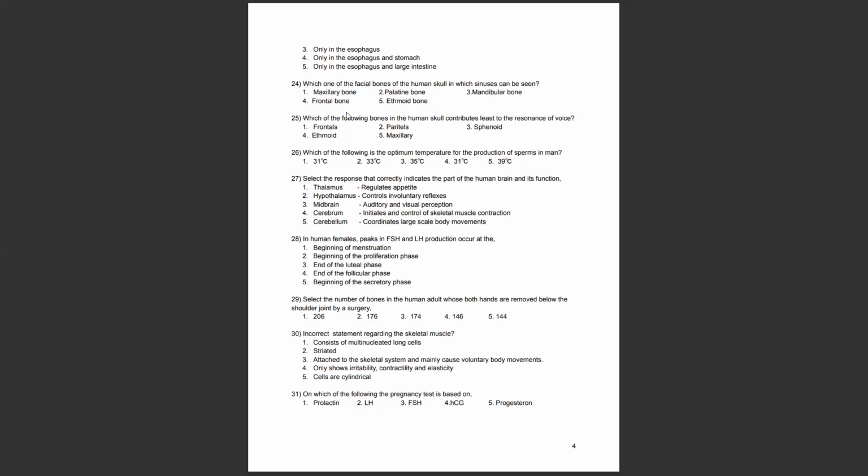Question number 25. Which one of the following bones in the human skull contributes least to the resonance of voice? One function of sinuses is the resonance of voice. Here, least contribution means there should not be any sinuses in that bone. I told you sphenoid, ethmoid, maxillary and frontal bones have these sinuses. But parietals don't have them, so they provide the least contribution to the resonance of voice.